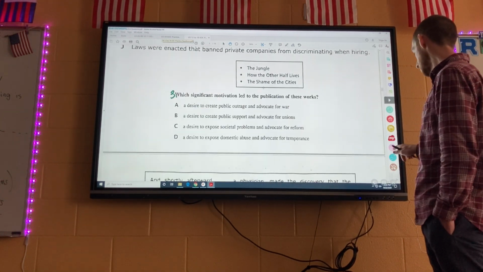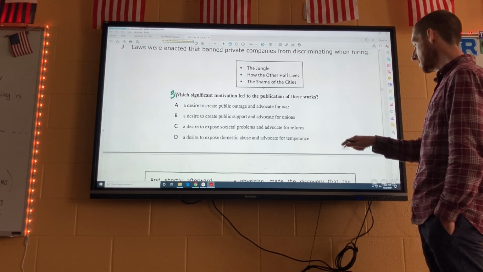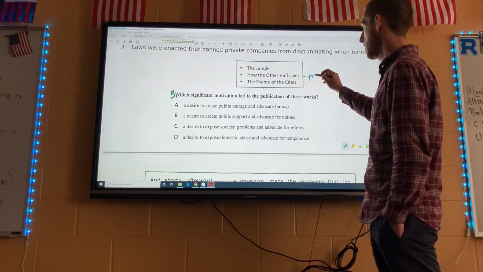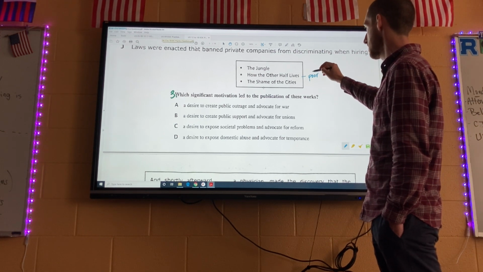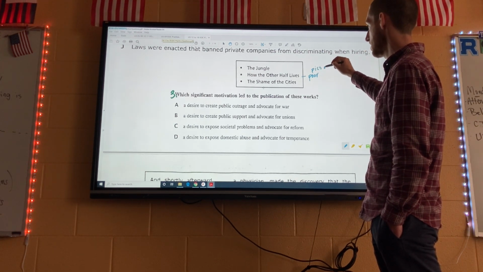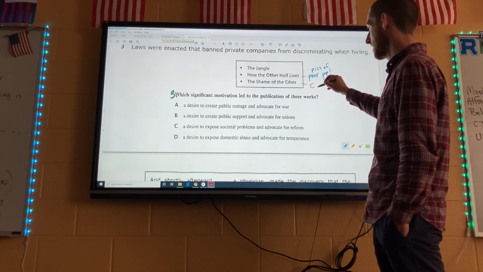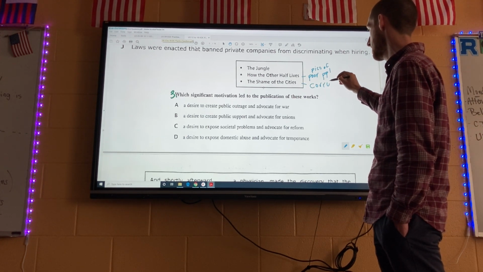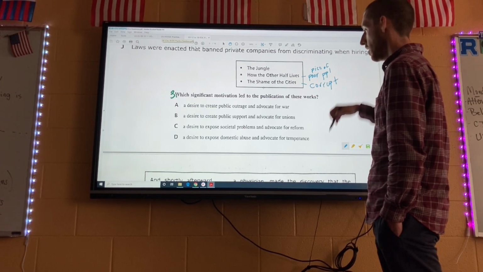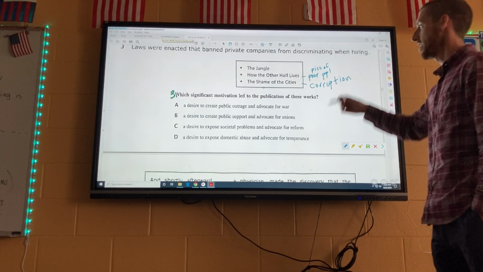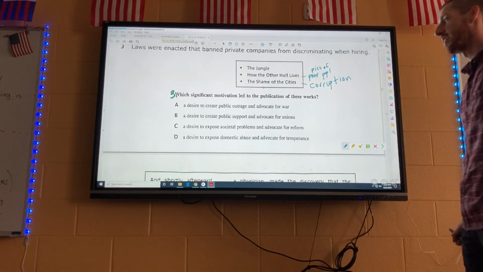All right, so look at these. This is The Jungle, How the Other Half Lives. Remember that was the poor people, pictures of poor people. So that was Jacob Riis's book, pictures of poor people. Shame of the Cities, that was against corrupt politicians. And then we just went over The Jungle, which is about the meat factories. So these things are muckraking things.